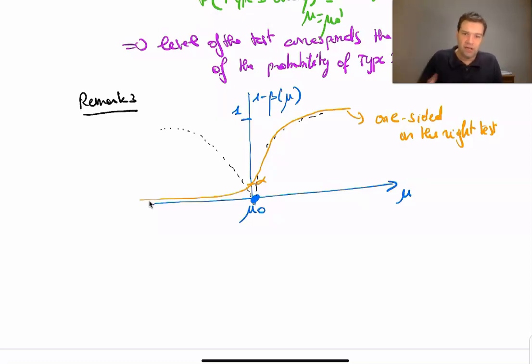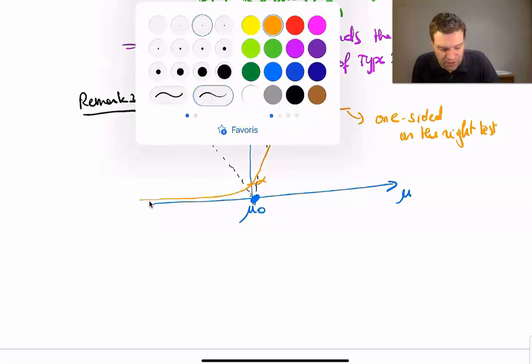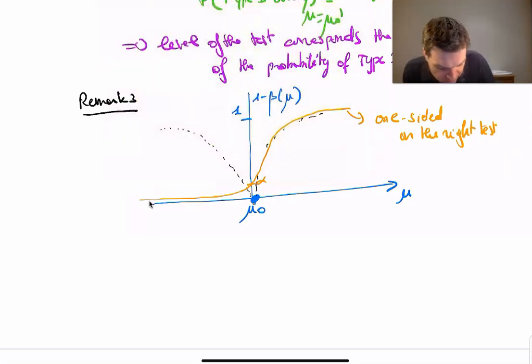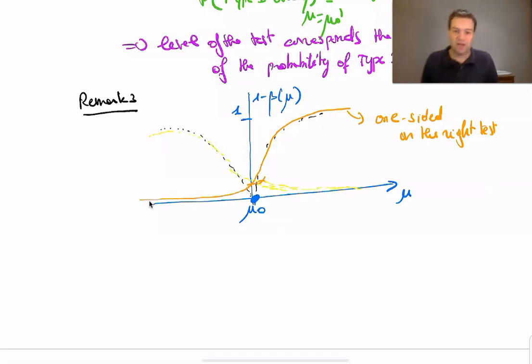And immediately we can transpose it to the case of the one-sided on the left test, and we can imagine that we should have something like that. We have really understood that. This is exactly the symmetric of the orange curve. This is the yellow curve that I'm drawing here, something like this.